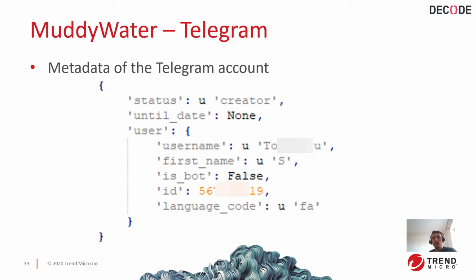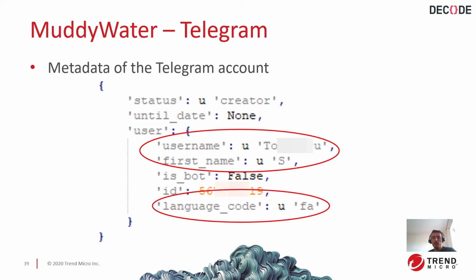For the Telegram channel, we can display some metadata about the creator, the username, and also the language used. In this case, you can see the language is FA, which stands for Farsi. So this can give us a hint where the threat actor might be based, but of course, this information can be fake.